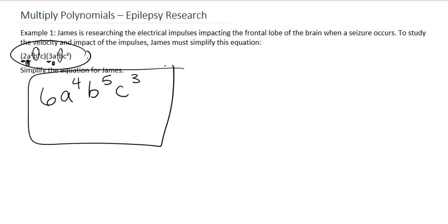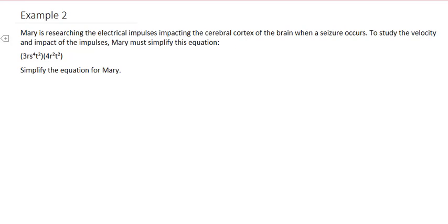So let's look at another example. Mary is researching the electrical impulses impacting the cerebral cortex of the brain when a seizure occurs. To study the velocity and impact of the impulses, Mary must simplify this equation. So like before, we're going to go from left to right.